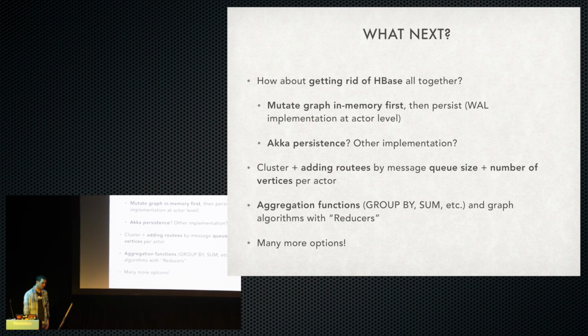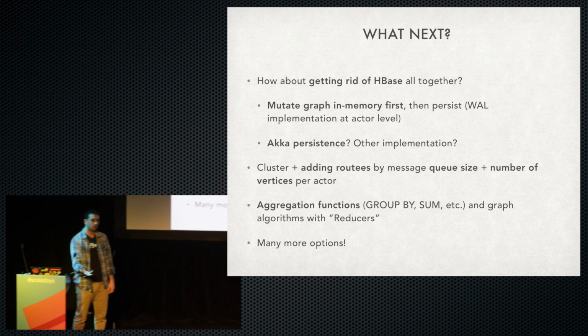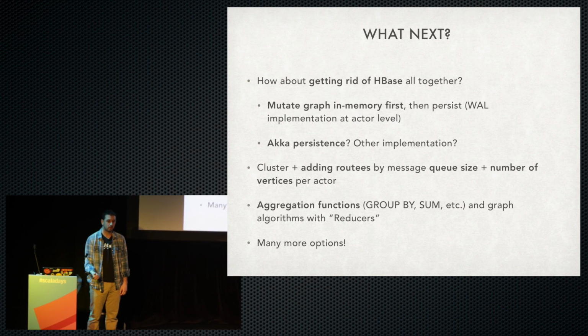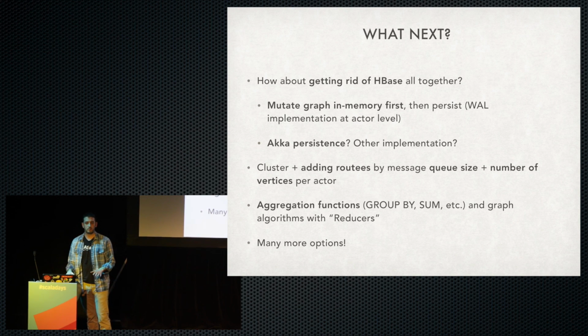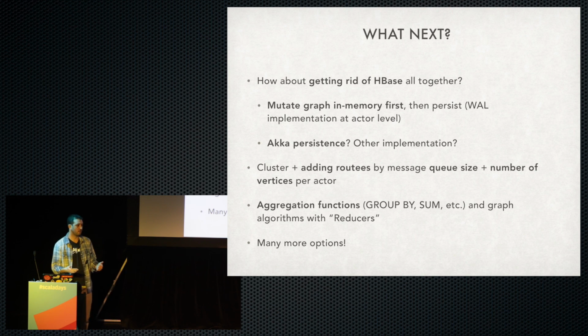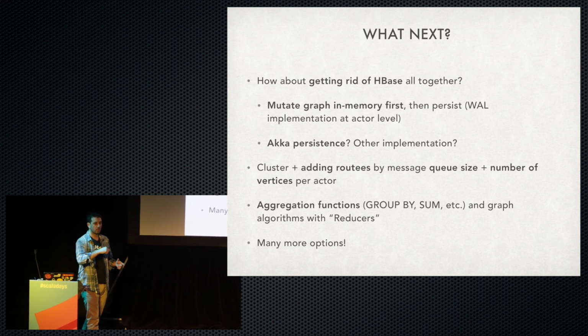Okay, so what next? Well, how about getting rid of HBase altogether, right? We're using HBase right now to store the data. We do need a persistent store, but do we have to rely on it being the first thing that actually gets the data, or could we just push all data first to the Akka graph and then have that persist?